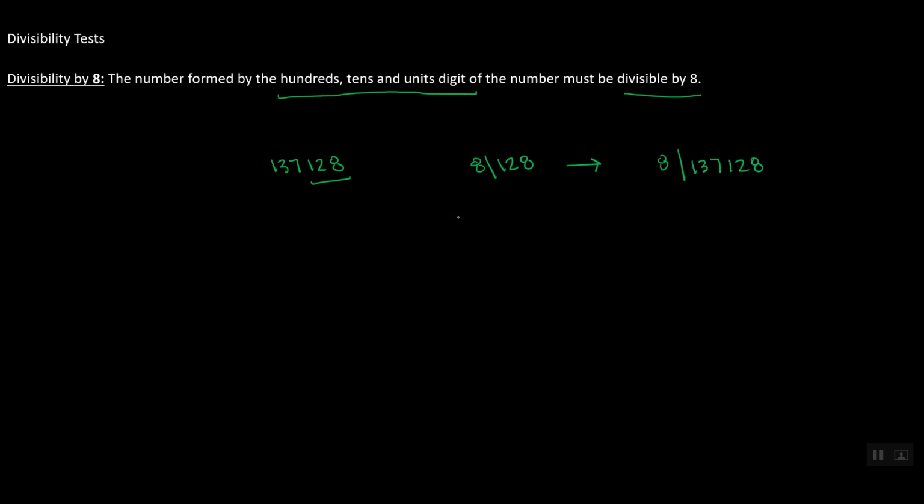So we go back and check. Can we rewrite 128 as a product of 8 times a quotient with a 0 remainder? The answer is yes. We would pick 16 as our quotient. 8 times 16 is 128. Therefore, 8 does divide 128, and we can conclude 8 does divide our larger number.